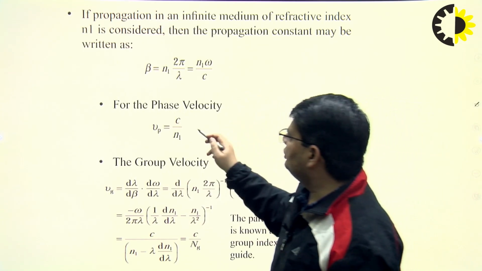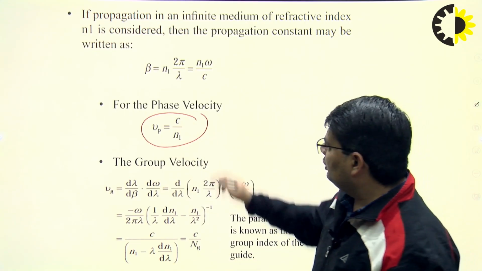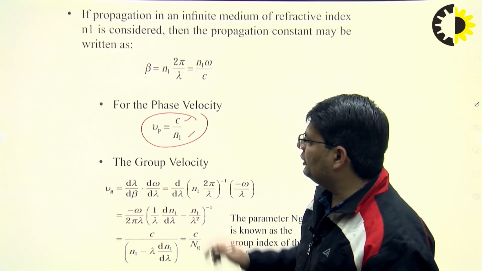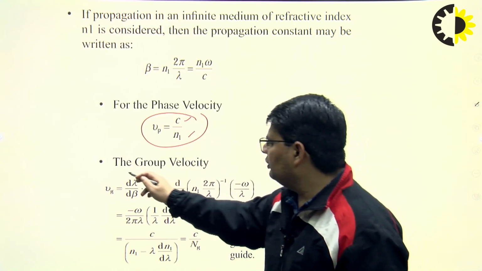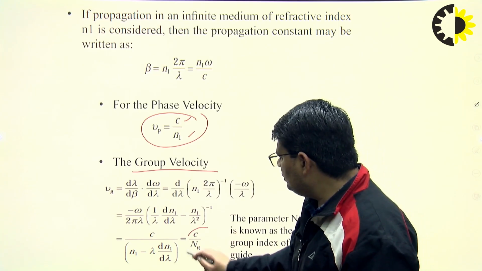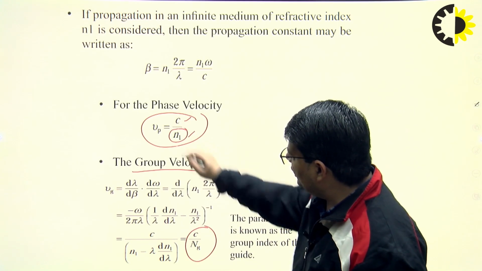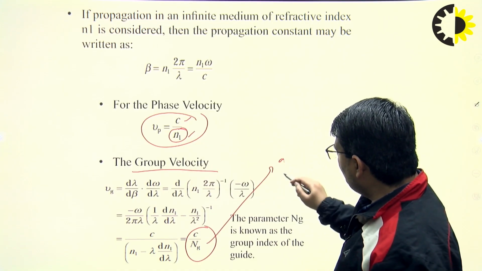So this is the relation with the phase velocity, the velocity of light in a particular medium. In a similar way, for the group velocity, we can also have the relation as Vg equals C by Ng, where N1 is the refractive index of the core and Ng is the group index.